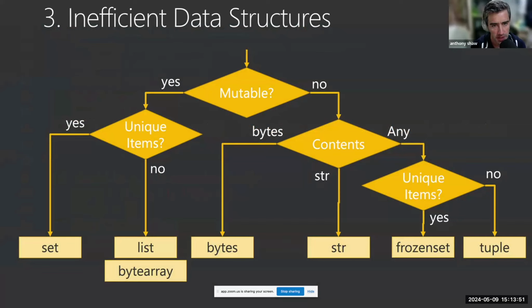So I've developed this decision tree where you can pick whether you need to use a set, a list, a byte array, a string, a frozen set, or a tuple, depending on the needs of the container. So mutability is obviously very important. If you don't need a mutable type, it can be a tuple or a string, and then you tend to get a lot more efficiency when reading or indexing from that type.